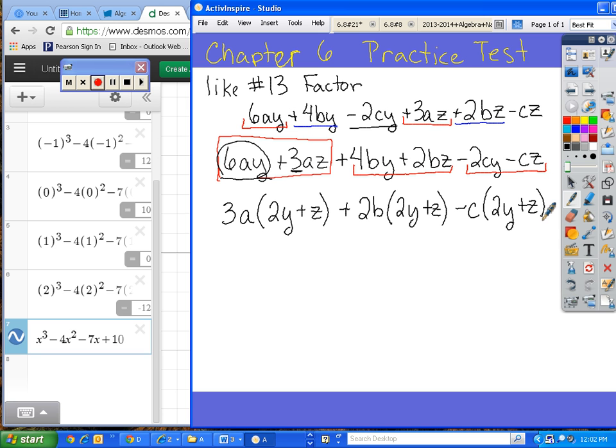Now I can always look at these, especially this last one, and make sure that I've done my signs right by distributing it back through the parentheses in my head and checking that I would get these answers. So let's go ahead and do that in our head. Negative c times positive 2y is a negative 2cy, and negative c times positive z is negative cz. So I factored these correctly, and as I can see now, I have a common factor that's the same in every single term, so I can factor that term out.